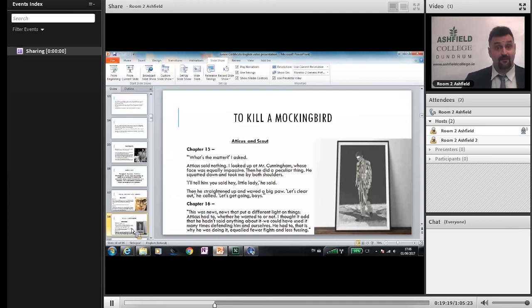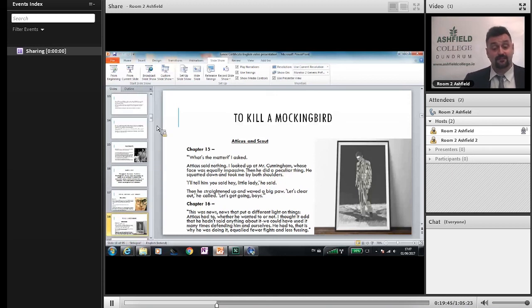In chapter 15, we have this very interesting moment when Scout actually intervenes to save her father from the lynch mob outside the prison. "What's the matter?" I asked. Atticus said nothing. I looked up at Mr. Cunningham, whose face was equally impassive. Then he did a peculiar thing. He squatted down and took me by both shoulders. "I'll tell him you said hey, little lady," he said. Then he straightened up and waved a big paw. "Let's clear out," he called. "Let's get going, boys."